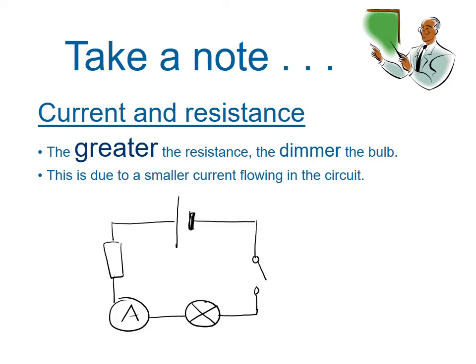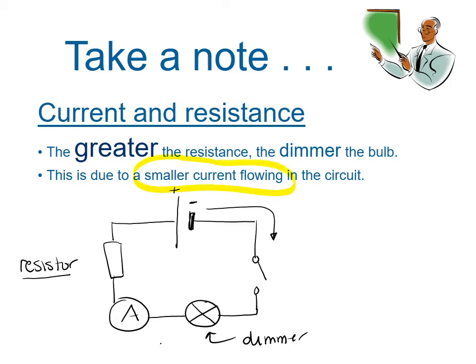Now remember that current flows from the negative to the positive, so that's the direction that the current is flowing. Now what we find is, the greater the resistance, because I've added a resistor, I find that my bulb is dimmer. And this is due to a smaller current flowing round the circuit. The resistor causes a smaller current to flow round the circuit, and this can be measured using the ammeter, which measures the flow of charges, the current.